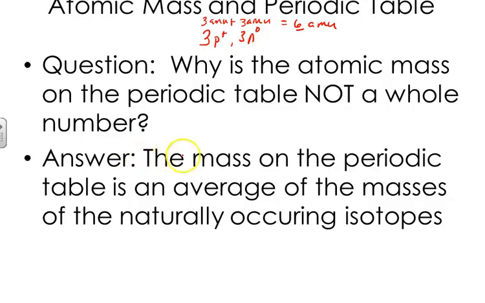The answer to that question is that the mass on the periodic table is an average of the mass of all the naturally occurring isotopes. So we may have 3 or 4 different forms of an element or more, and when we look at the mass on the periodic table, we're representing what is naturally occurring on this planet. So the mass on the periodic table is an average of the masses of the naturally occurring isotopes.